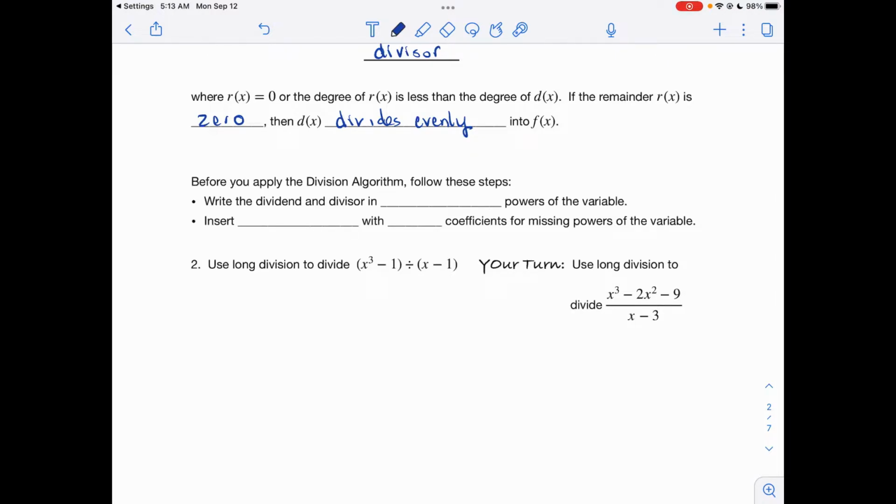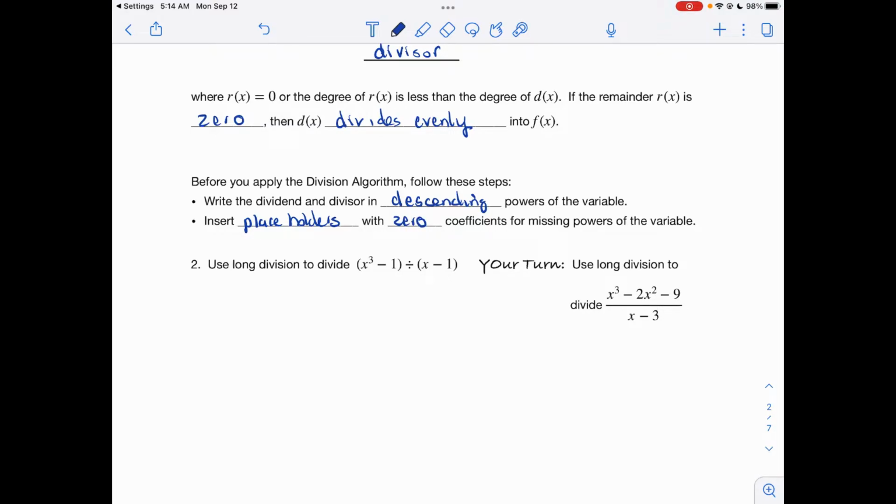Okay, so before you can apply the division algorithm, follow these steps. As I said in my first example, write the dividend and divisor in descending order of x, descending powers of the variable. That's extremely important in order to do this. If you don't have one of the orders, like if you go straight from x cubed to x, and so you don't have an x squared term, you have to insert placeholders. You just write that missing x squared term with a 0 coefficient, 0x squared, and that works it out.